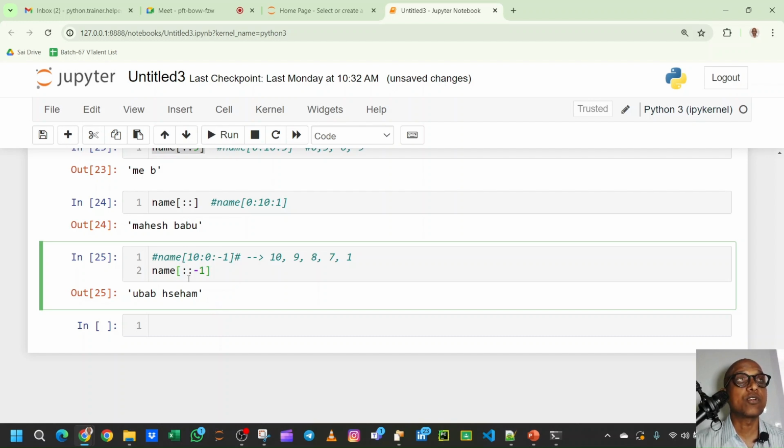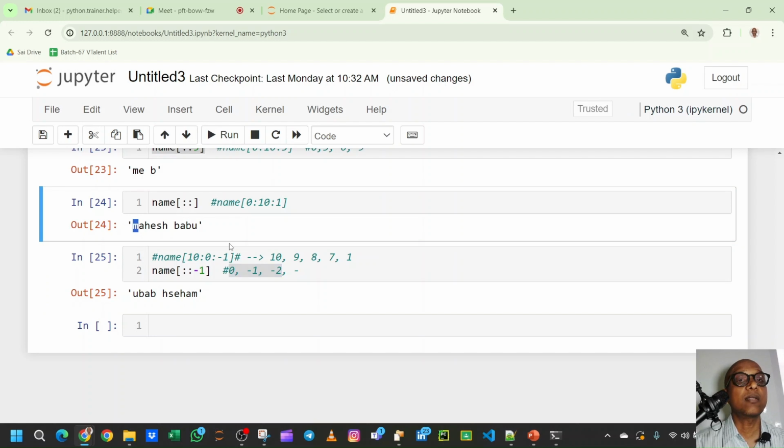The interesting question is why Python takes 10 here. Why not 0? See, if Python takes 0, then 0 -1, what is the next index? -1, right? -1, -2. It keeps on going into minus values. So what is the first character of the string? 0. What is the -1 character? This one, correct? -2, this one.